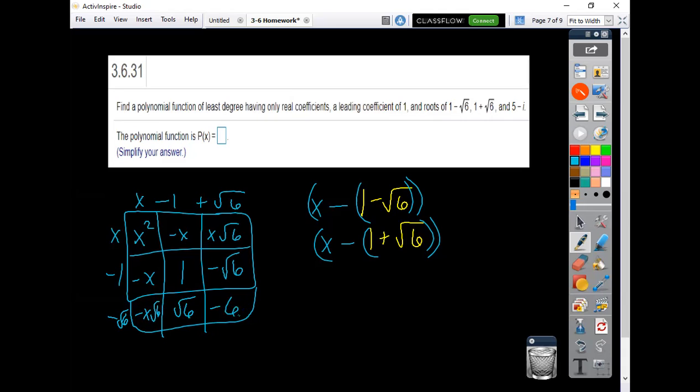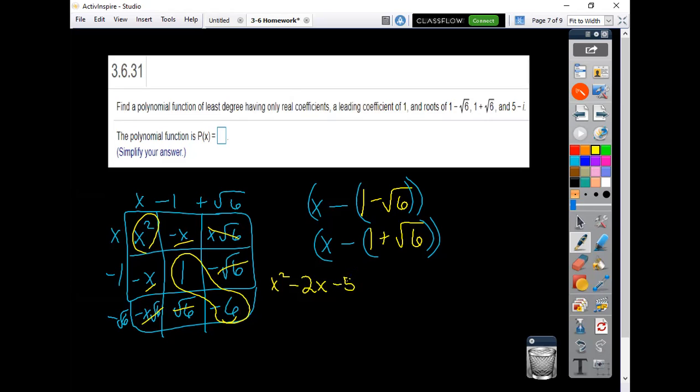So hopefully all of our strange square root of 6 stuff cancels out, like this one and that one, and this one and this one, leaving us with x squared. These two are going to make a minus 2x. And then these two are going to combine to make a negative 5.